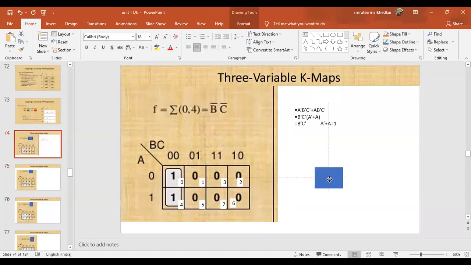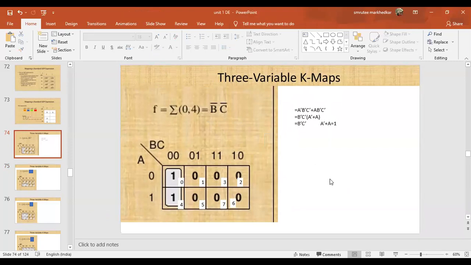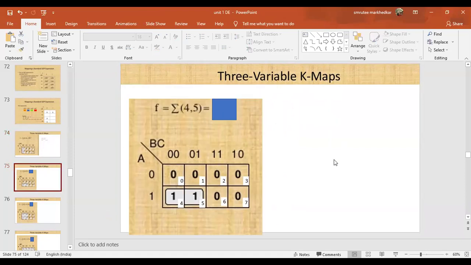You can see the answer we have got is B bar and C bar. Fine. So this is how we are going to solve it. Now we will go to the next question. Now we have seen that first we are taking common, then we are making an equation, then we are finding out. Now here, once you have a practice, you can also directly find it out.